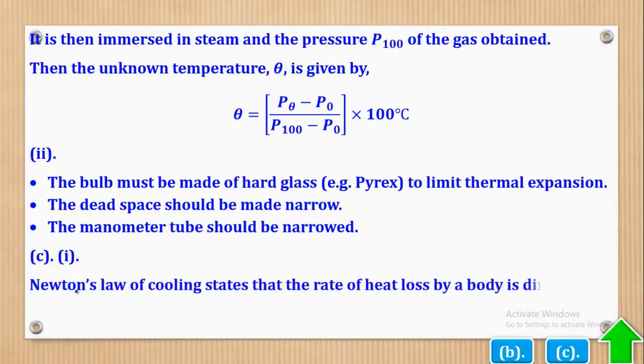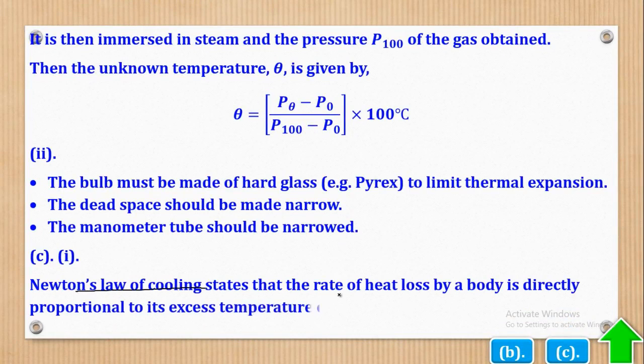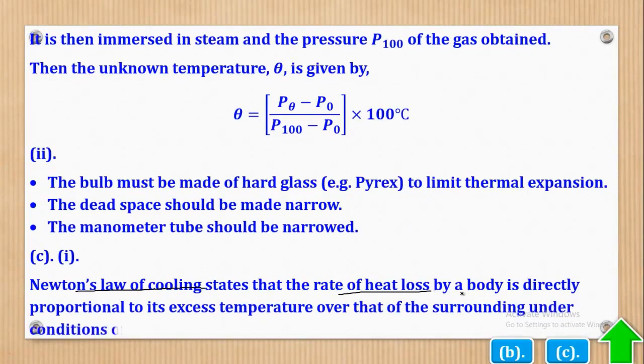You come and say that Newton's law of cooling states that the rate of heat loss by a body is directly proportional to its excess temperature over that of the surrounding under conditions of forced convection of air. So this phrase is needed: forced convection of air, or you can say draught.